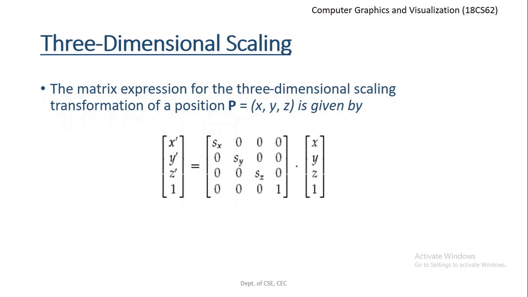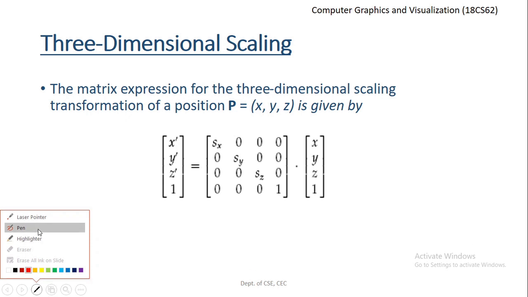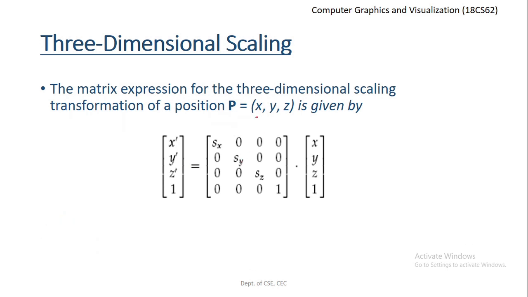The matrix expression for the 3D scaling transformation of a position P is given by the following matrix operations. Every point position in a 3D space is specified using the x coordinate value, the y component, as well as the z coordinate value. So every point in 3D space is given by x, y, z, because there are three axes that we need to consider: the x axis for left and right, the y axis for top and bottom, and the z axis for near and far values.